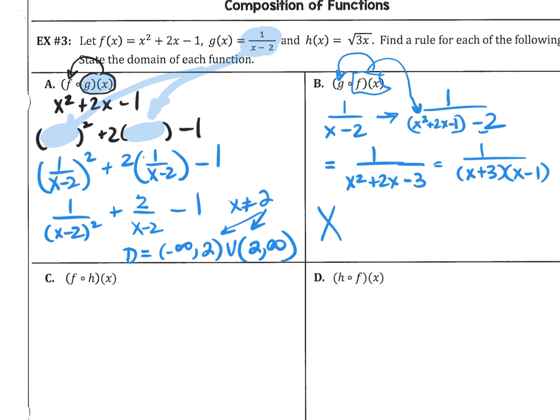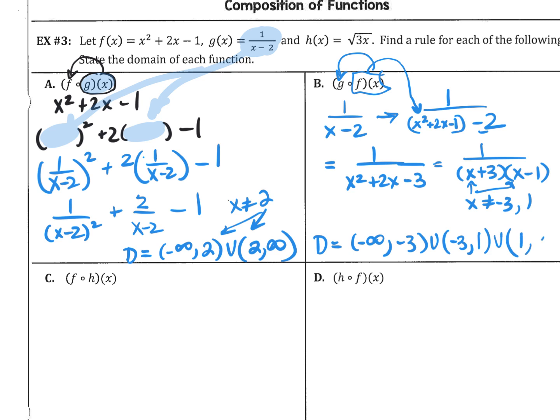So now, what are my x's? What are the things that x cannot be? X can't be what there? -3. And what can't it be here? Okay, so let's write our domain then, using that. So we know our domain goes from -infinity to which one of those? Which one's lower? -3. And then goes from -3 to 1. And then from 1 to what? Yeah. Is this starting to make sense?